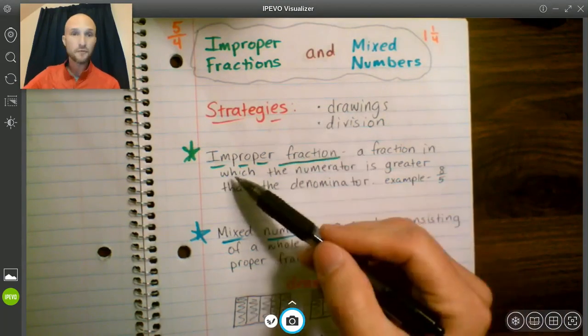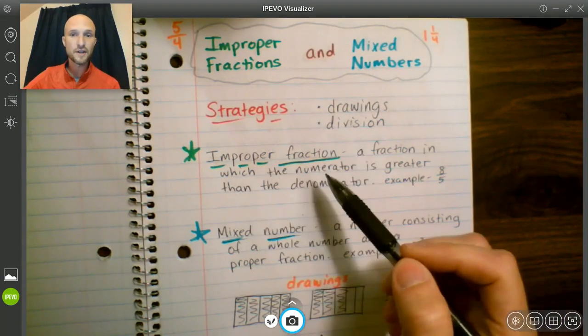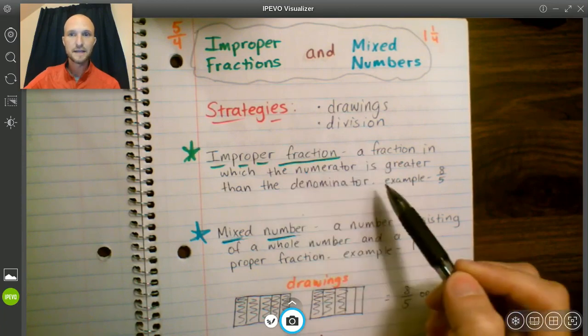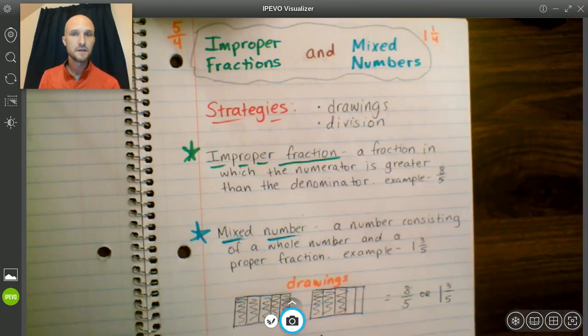An improper fraction is a fraction in which the numerator is greater than the denominator. An example of that would be 8/5. When you have a numerator that's greater than your denominator, that means you have a value that's greater than 1.